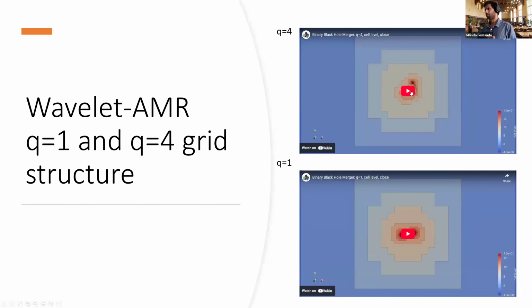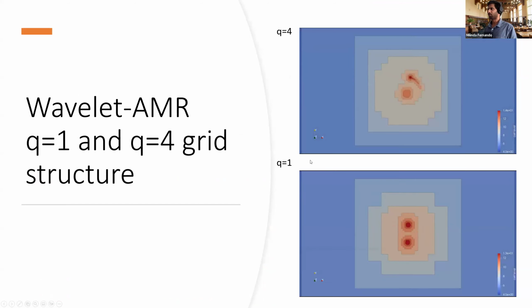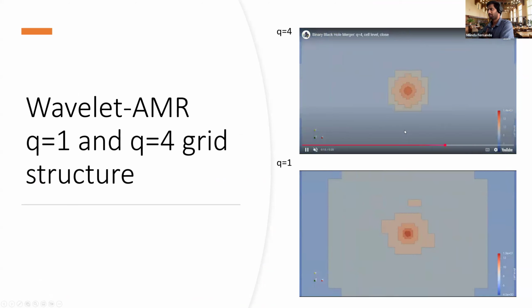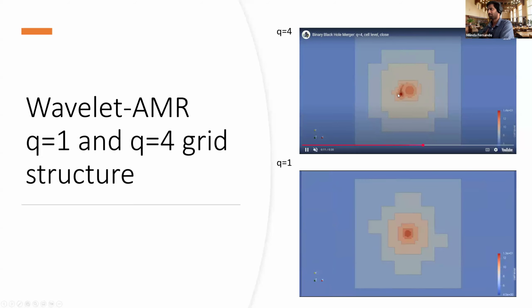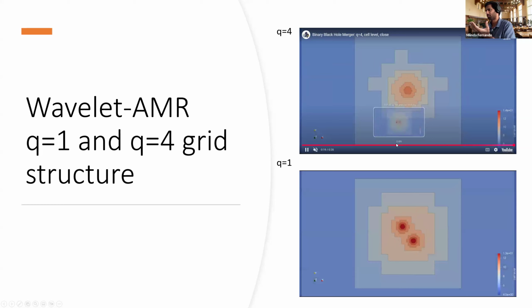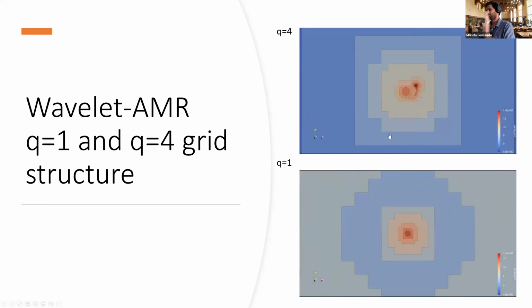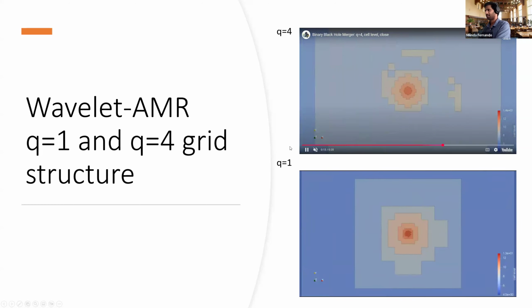And here are some example grid structures for Q equals 4 and Q equals 1, the equal mass ratio binary merger. We can see there is some trailing behavior in the Q equals 4 case. This is entirely handled by the wavelets. We only specify the wavelet tolerance, and it automatically determines where to refine. We don't specify a refinement level.